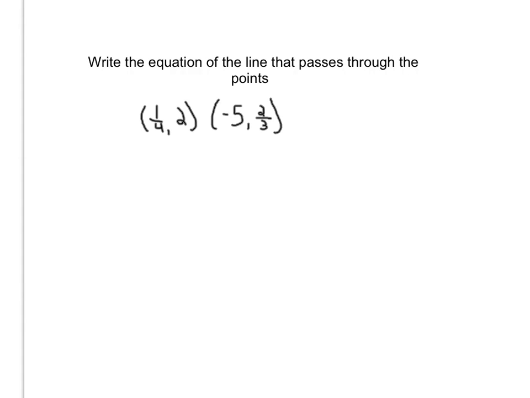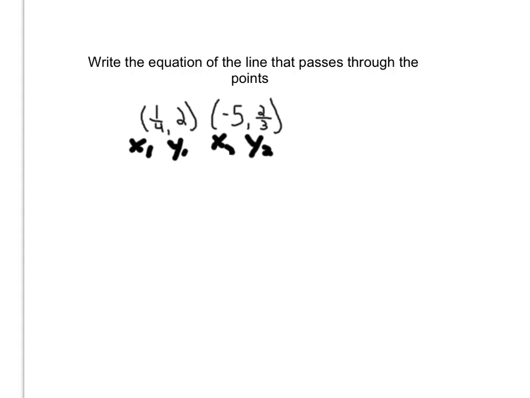Alright, and here's another one of the same kind of problems. We're going to follow the same steps. First thing that we're going to need is the slope formula. Okay, so again, we're going to use x1, y1, x2, y2. Okay, and we're going to find the slope.